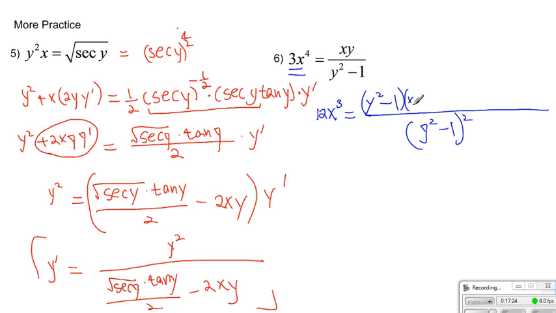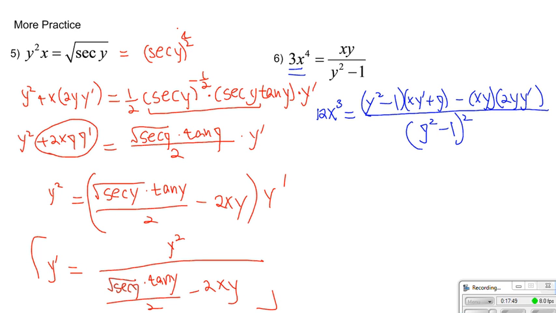So we have x y prime plus y, minus xy times the derivative of the denominator, which would be 2y y prime.